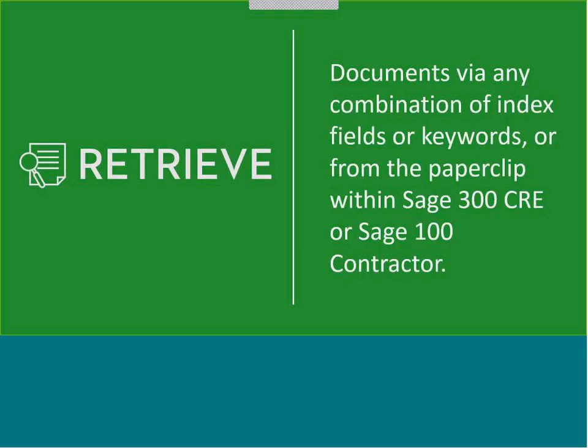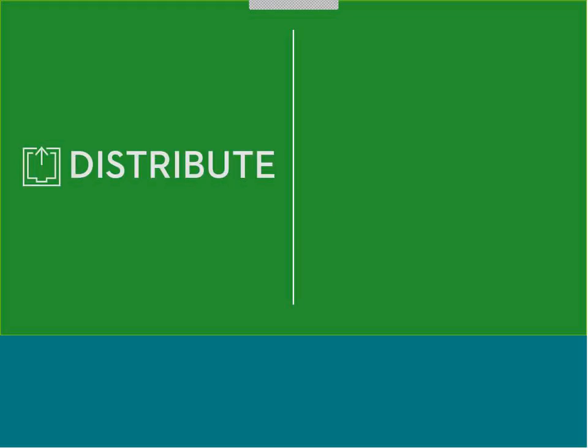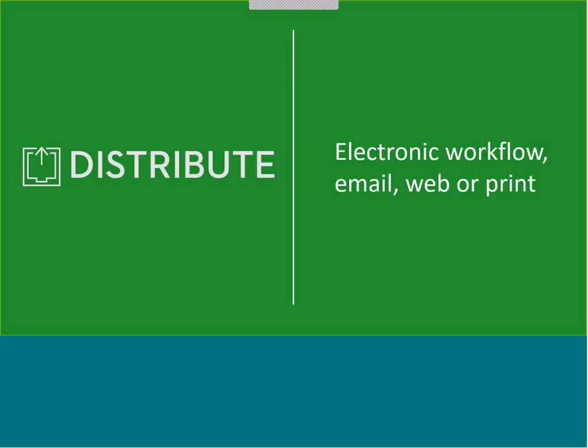Retrieving documents. Documents can be retrieved via any combination of index fields, keywords, or you can actually get to them from the paperclip within your Sage 300 CRE or Sage 100 Contractor accounting program. Once you've retrieved it, distributing them, we have two particular electronic workflows that I'm going to show you, but you can also email them, post them out to the web, or if you need paper again, we're trying to be paperless, but you can actually print your documents out.